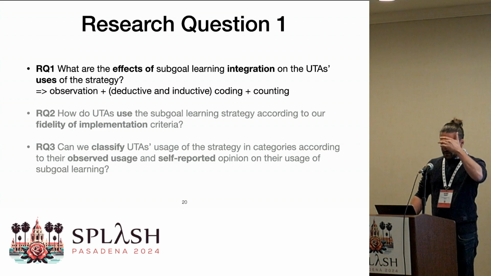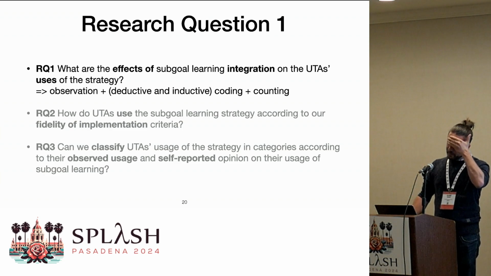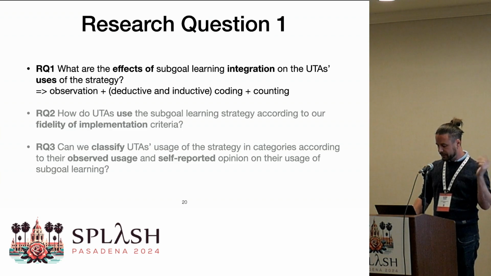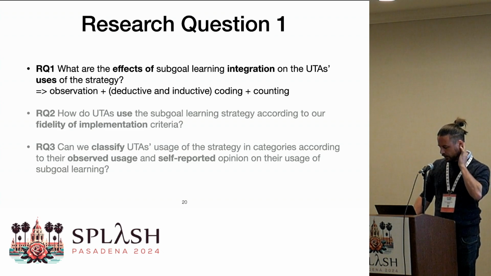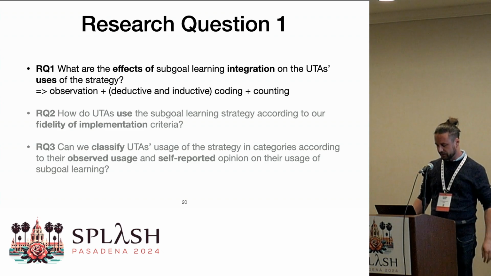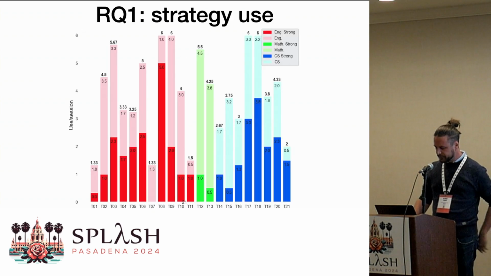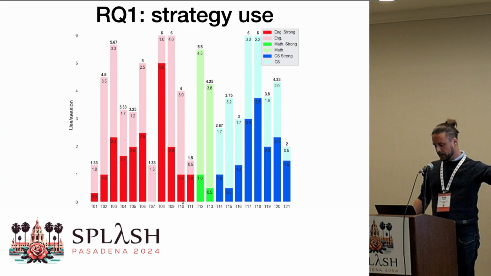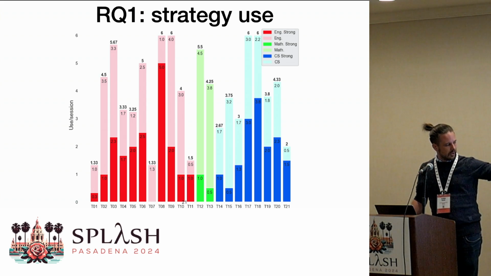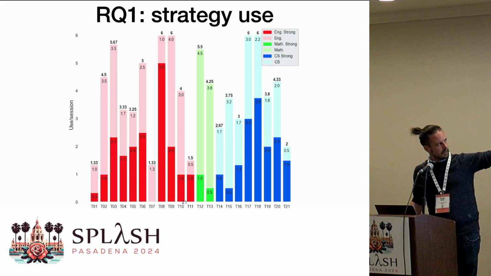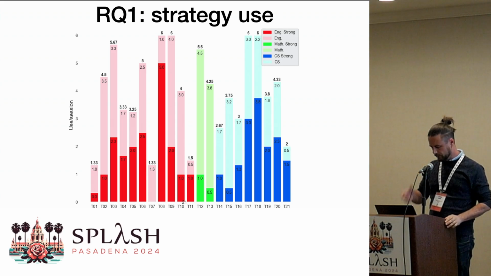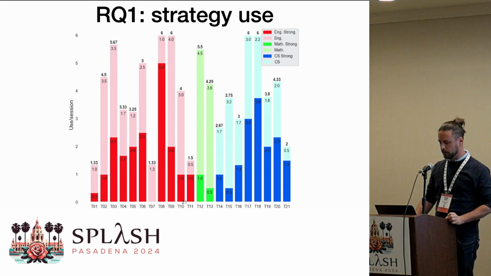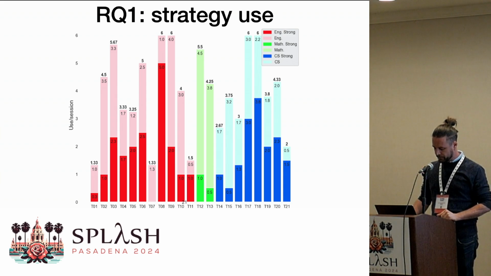So for the effects of the integration itself, we did that, like I said, through inductive and deductive coding, and by counting the number of times we saw the strategy was used. So here are the 21 tutors, and the number of times they used the strategy per session. The stronger colors are for the stronger use, and the lighter colors are for use where they used only one criterion, or if they didn't mention the labels.